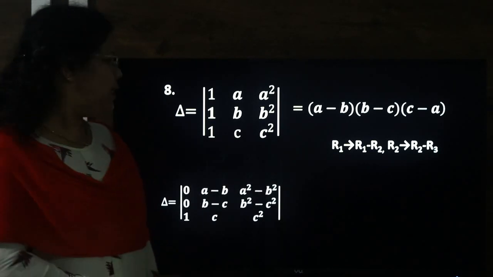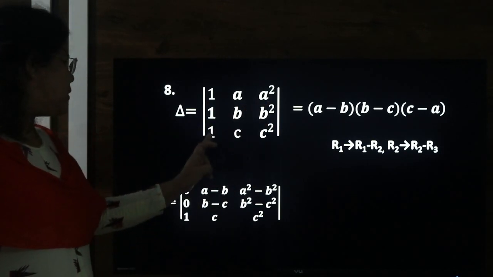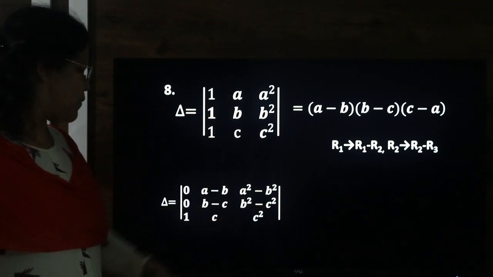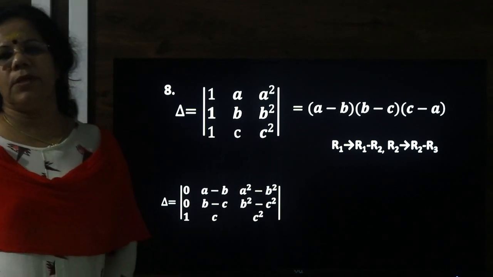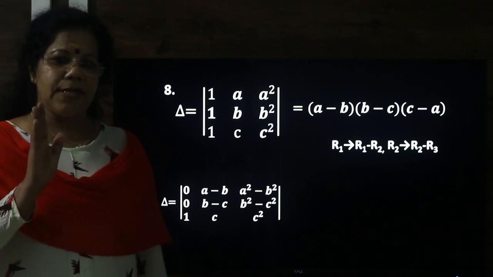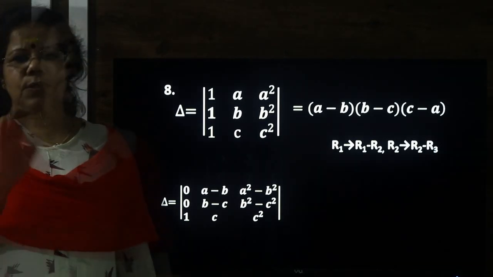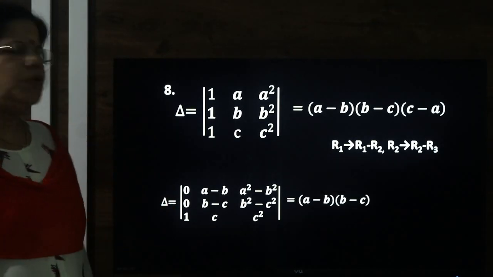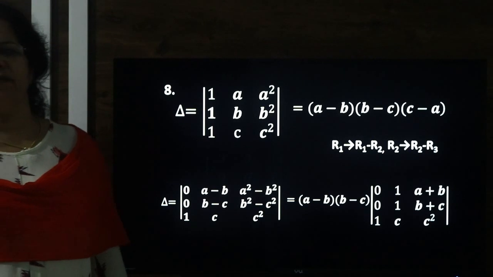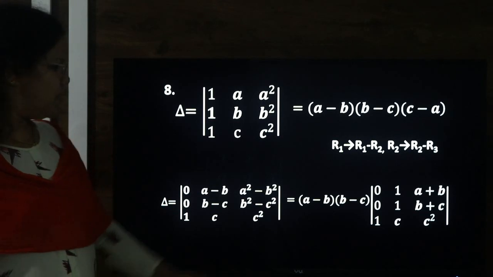So, I have written the step totally. It is 0, a minus b, a square minus b square. Here, second, 0, then it is b minus c, and b square minus c square. Here, a square minus b square is a plus b into a minus b. b square minus c square is also b plus c into b minus c. So from the first row, you take a minus b outside, and from the second row, you take b minus c outside. So it is a minus b into b minus c into 0, 0, 1 first column, 1, 1, c, a plus b, b plus c. It is clear only. Right? The third row, we did not do any changes, so as it is.